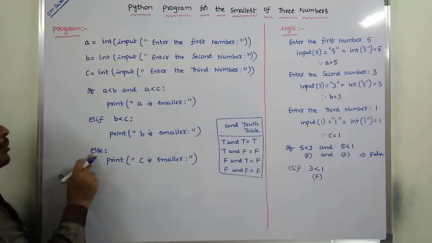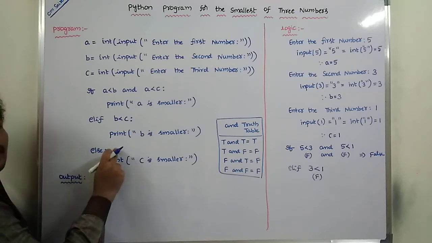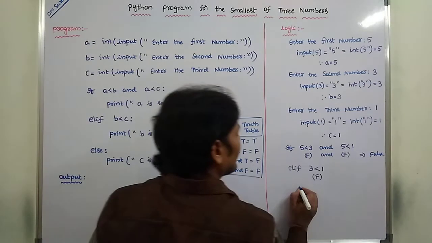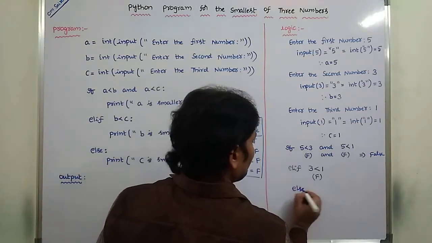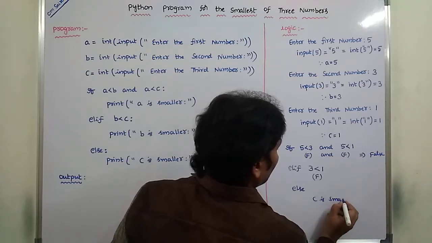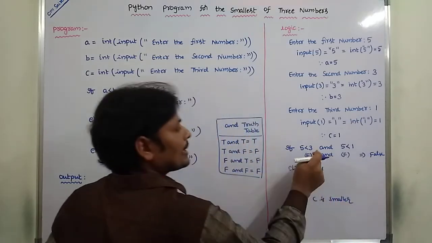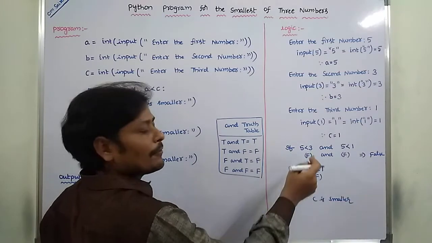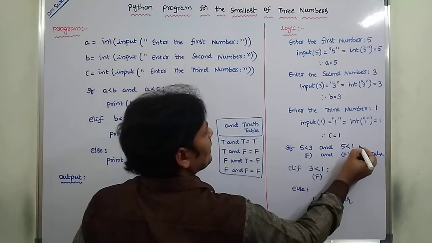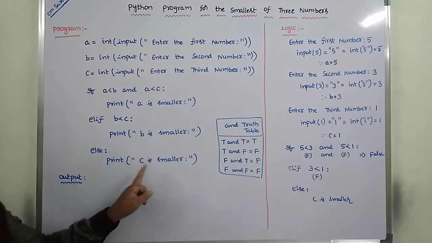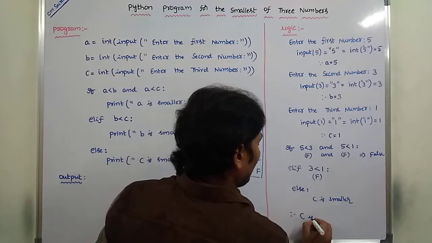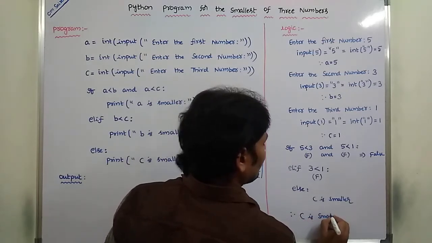In the else block, there is no condition. Print "C is smaller". Okay, this condition is false, this condition is false. Go to the else statement. In the else statement, what is the statement there? That is "C is smaller". So therefore the output is C is smaller.